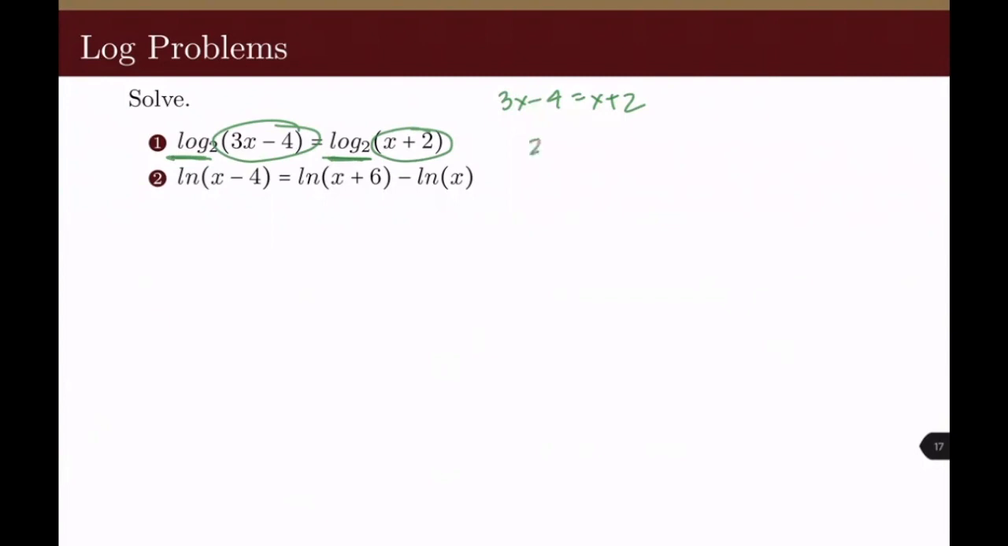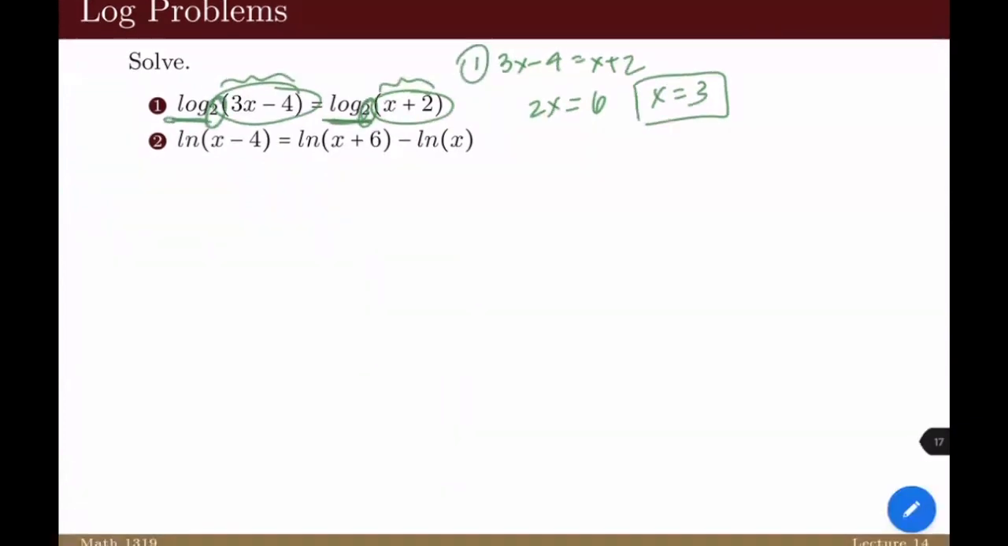We subtract x, we get 2x equals, adding 4, we get 6, which means x equals 3. Really nice problem, right? So you just need to understand that when you have the same base, you can just take what's inside and set that equal. Okay, this was number 1. Let's do the second one.